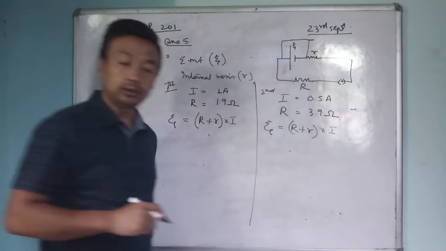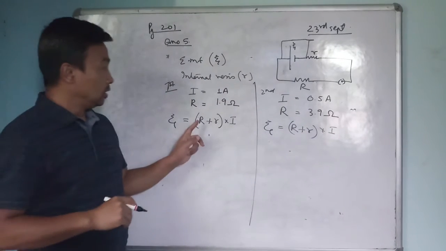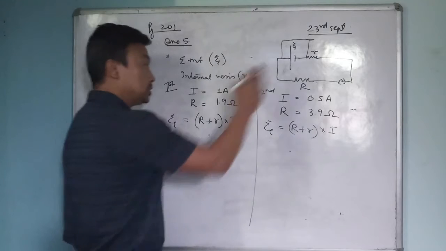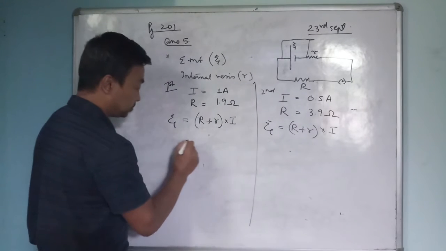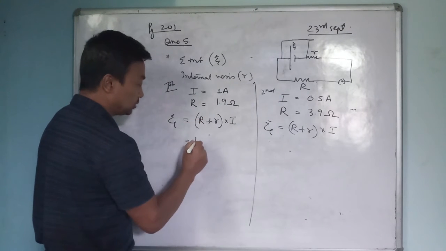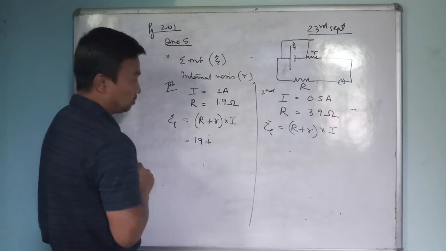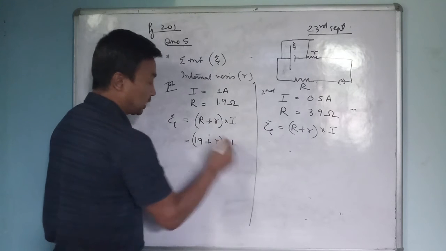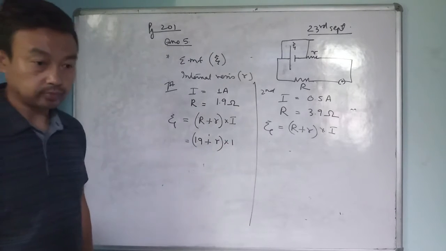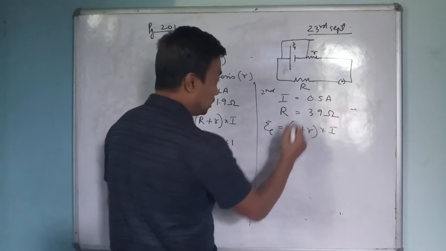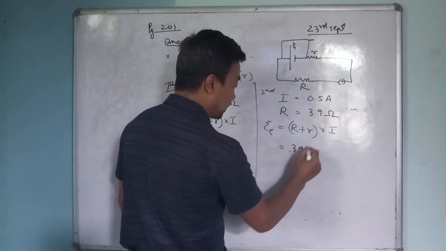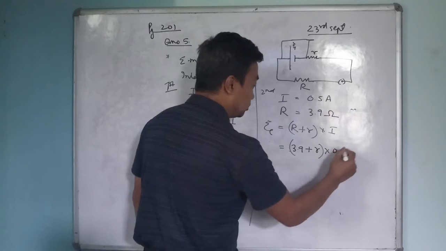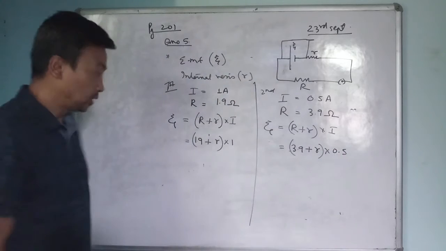Okay, so now you substitute the values, because the EMF will be the same for both the cells. So what is the external resistance? 1.9 plus R, we do not know R, yes or no, and the current is 1. Then here also the external resistance is 3.9 plus the internal resistance, which we do not know, and the current is 0.5.